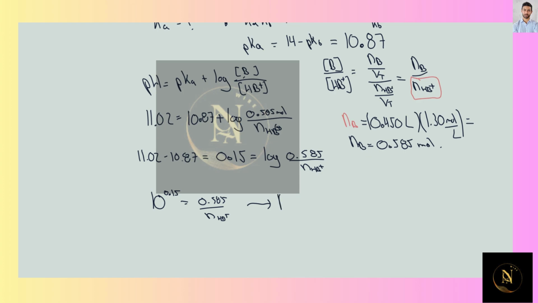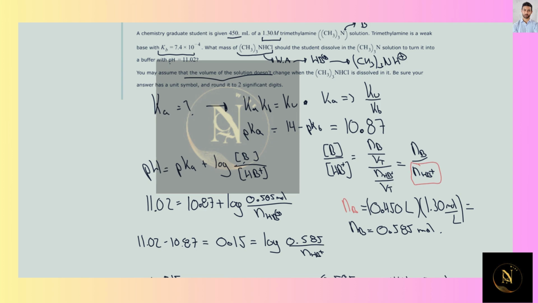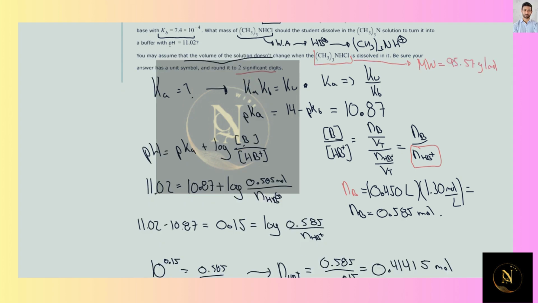With this, the amount of mole of HB+ would be equal to 0.585 divided by 10 to the 0.15, which gives us 0.41415 mole. And now this, we need to convert it into grams. So we need the molecular weight for this compound. And this compound is going to have a molecular weight of 95.57 grams per mole. Remember that we need to round up our answer to two significant digits at the end.